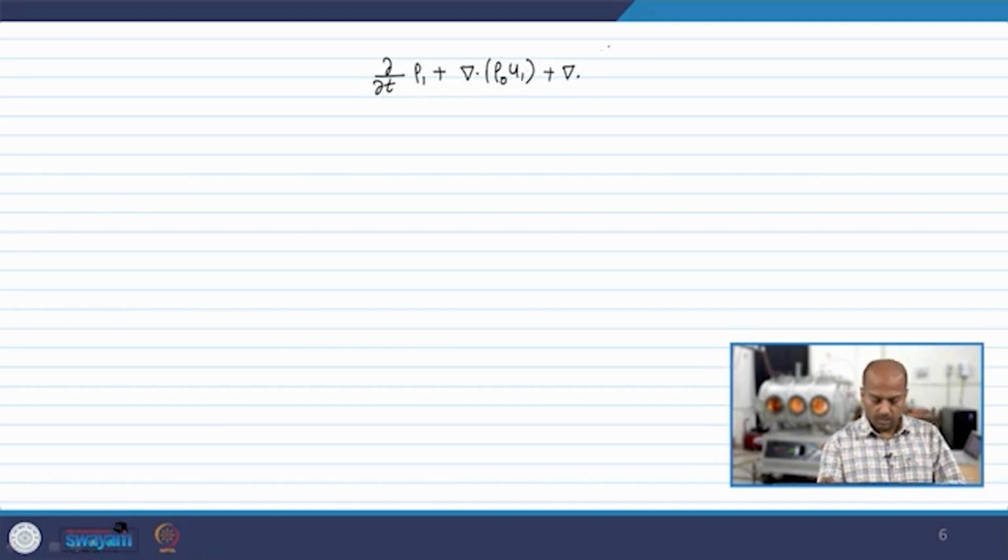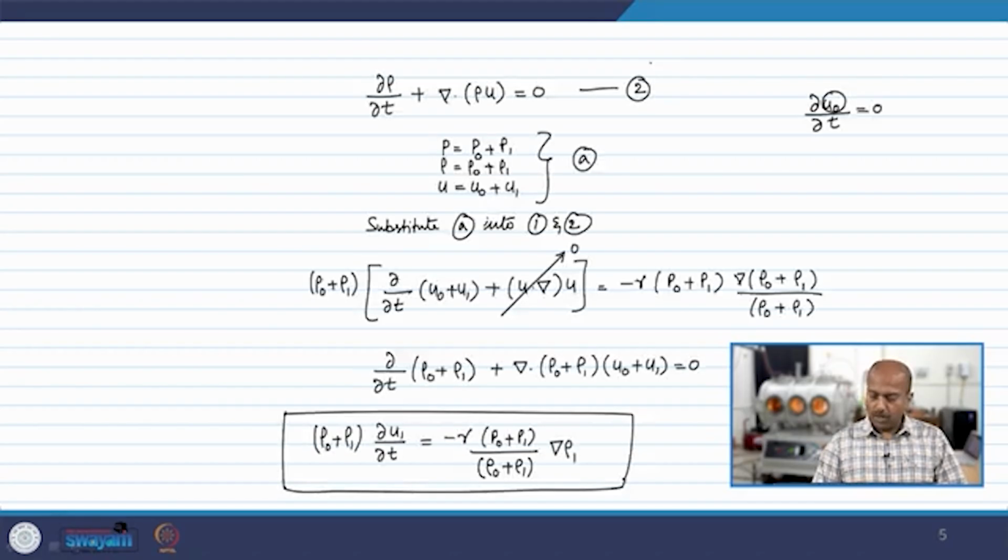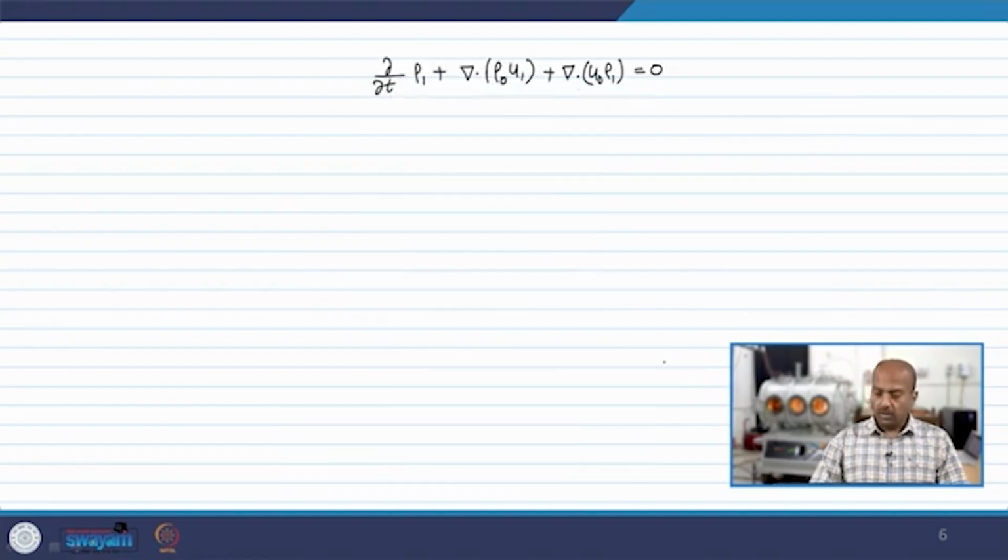So, similarly, we can also write the linearized continuity equation: ∂ρ1/∂t + ∇·(ρ0 u1) + ∇·(u0 ρ1) = 0. Go back to this equation and expand the product ρ1 u1, which is a second order term in perturbed variables and can be neglected. You have ∇· of the other three terms out of (ρ0 + ρ1) multiplied by (u0 + u1). Out of the other three terms, these two terms will sustain.